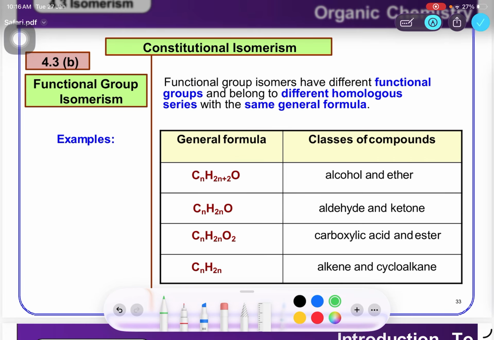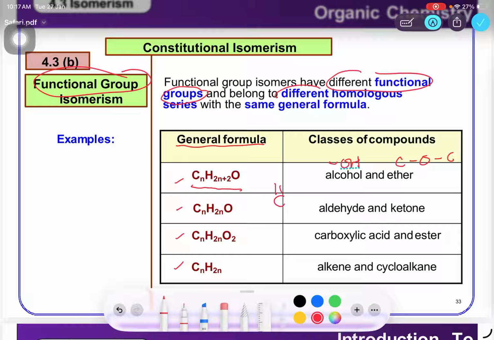The last type of constitutional isomers is the functional group isomerism. So in general, we try to get the structure and the general formula. If they fulfill these 4 general formulas, they have the possibility to show different functional groups. So if the general formula is CnH2n+2O, it can be alcohol. Alcohol will have the hydroxyl group, and ether will have the alkoxy group, where the oxygen is in between carbons. For CnH2nO, it will be aldehyde and ketone.